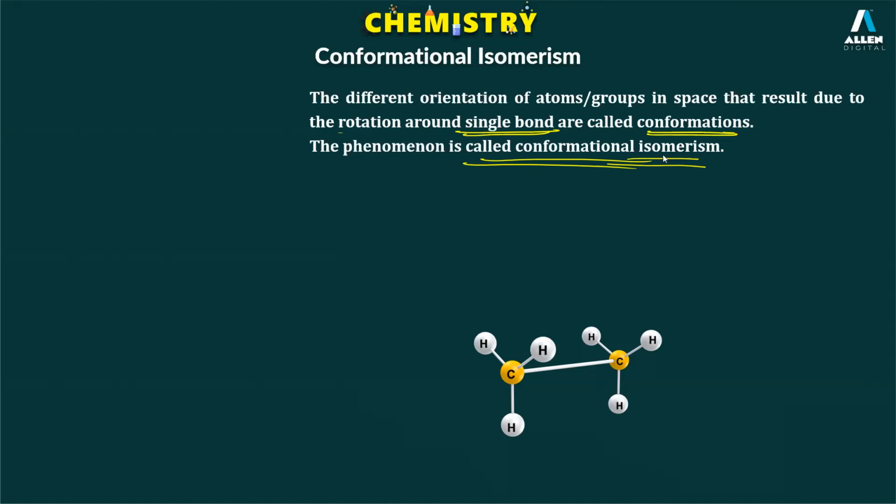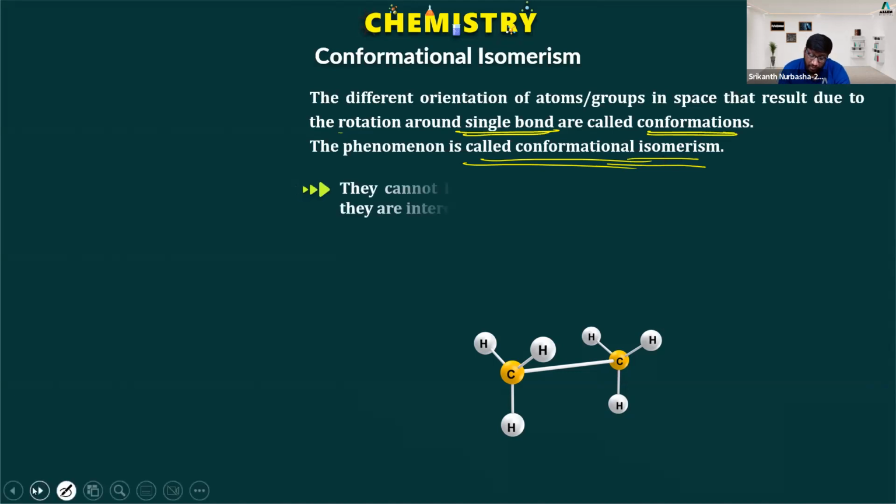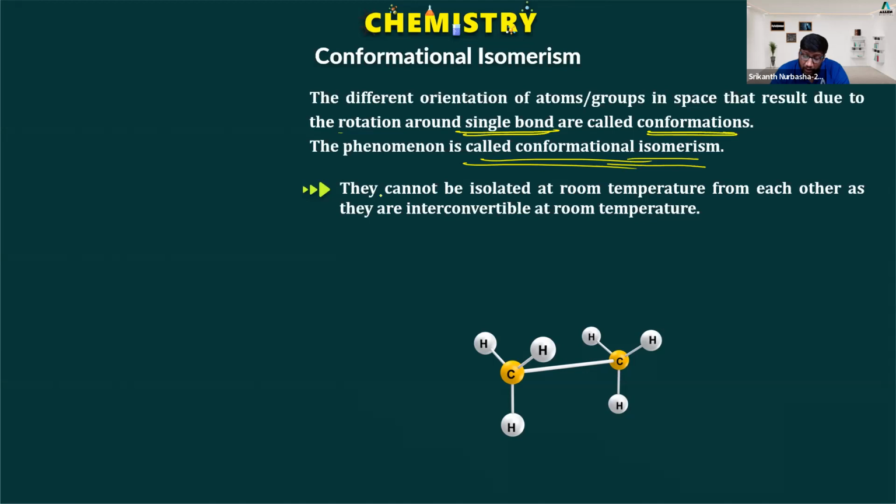Infinite, because infinite angles are there. Yes or no? An infinite number of angles can be possible, so we can have an infinite number of conformational isomers. No one is going to ask you the number of isomers because they are already infinite. So they cannot be isolated from each other at room temperature, as they are interconvertible at room temperature.